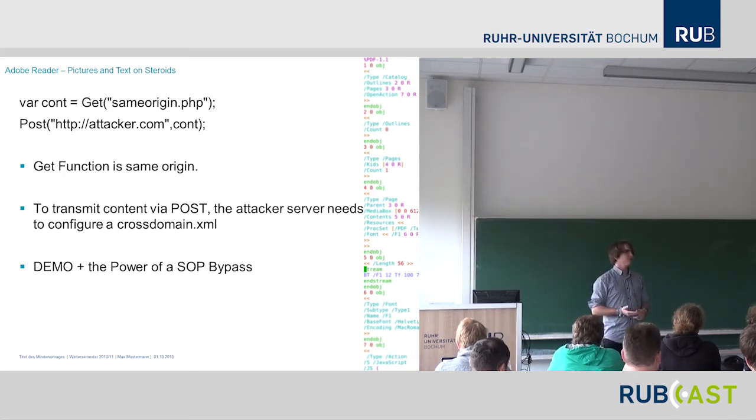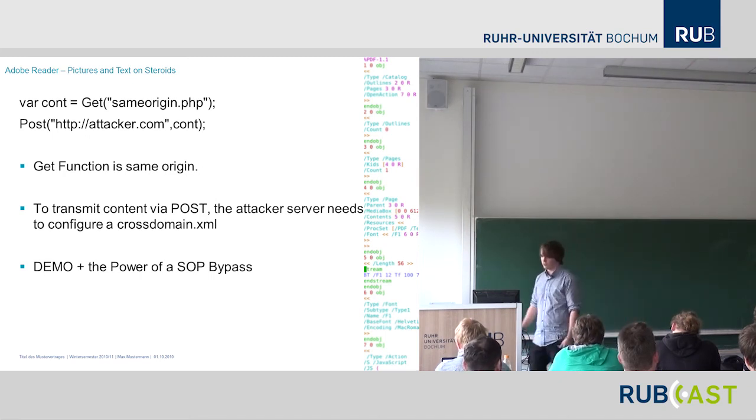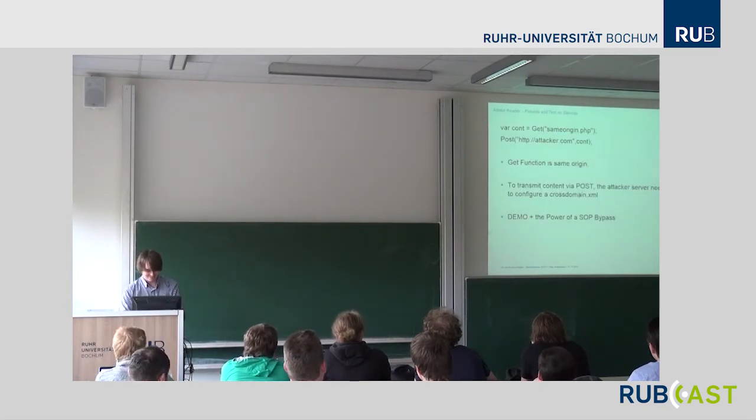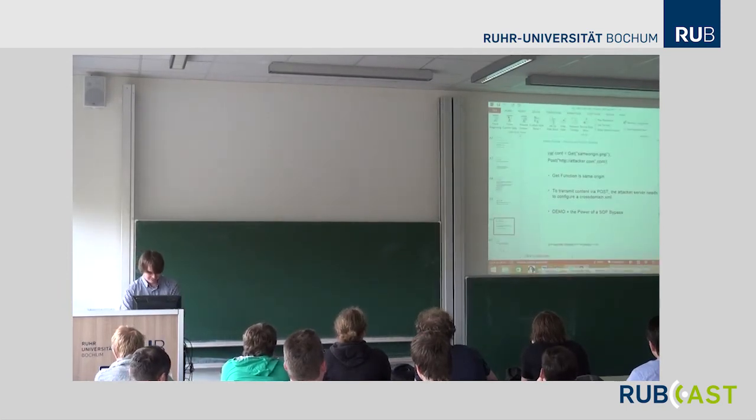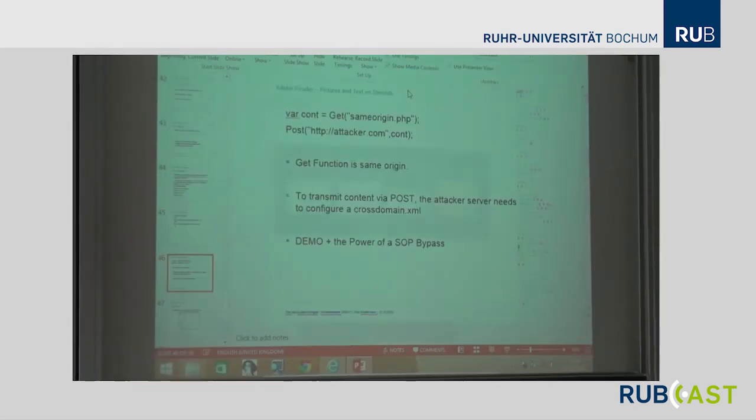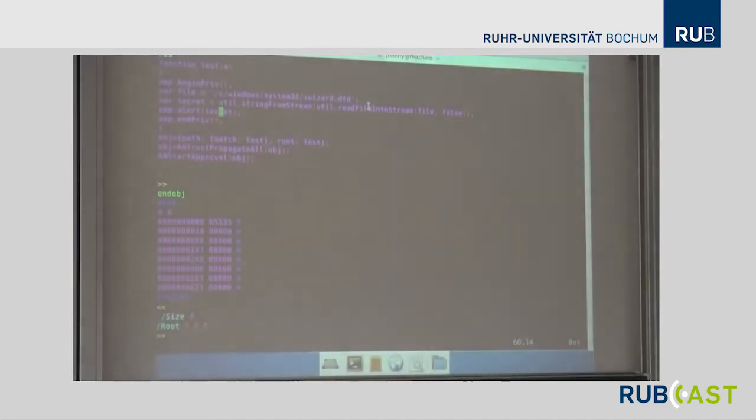But you have to think of, if you transmit it back to your server, it's cross-origin, and it will look for this cross-domain XML file. You just have to specify, allow it for everywhere, and then it will work. And I'll show you a demo of how this looks. Oh, sorry. First I'll show you the file, because then you can see how weird it looks.